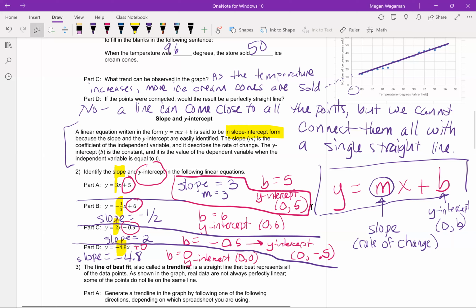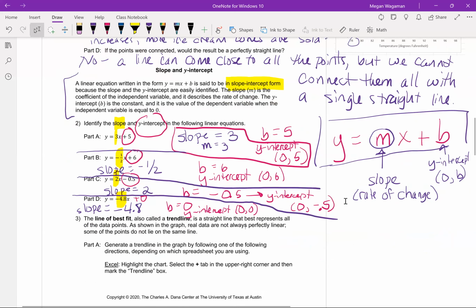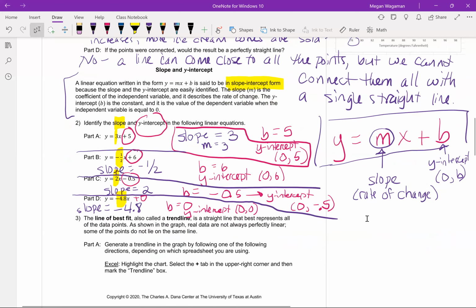So that's some quick practice with just identifying the numbers that are the slope and the y-intercept. We're going to do that in the context of this ice cream cone equation too, and then think about what those, what that slope and y-intercept mean. Like, what are they telling you in the situation?